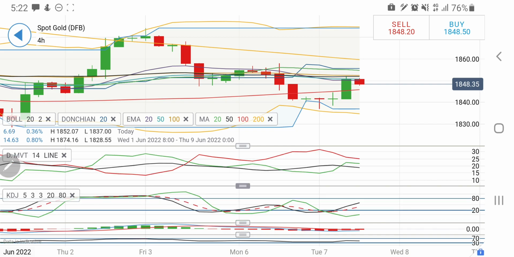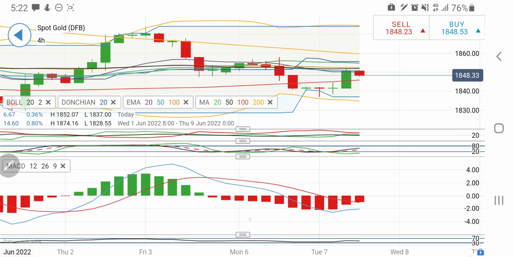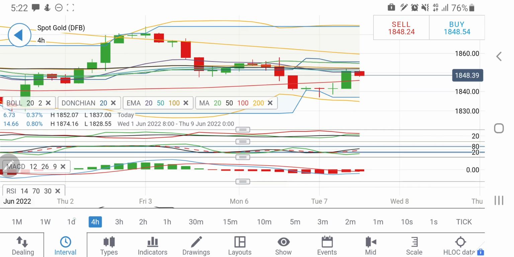The directional movement is bearish on the 4-hour charts. The stochastic is looking upwards. The MACD is trying to converge, and the RSI is looking flat here.